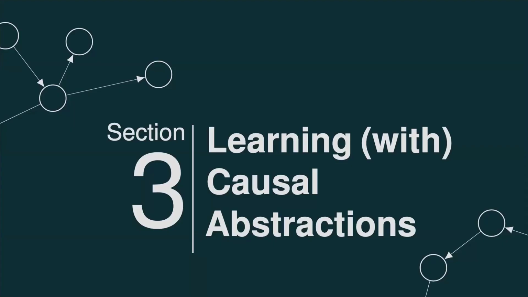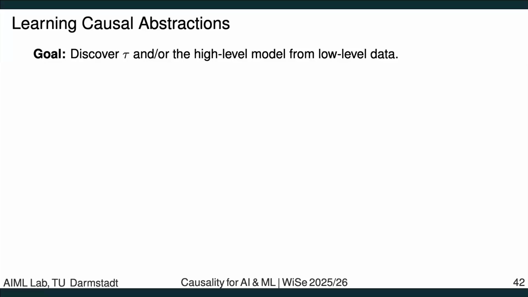Okay, then let's continue. As a last part for this lecture, we will look a bit at learning of or with causal abstractions. Basically, the goal that we want to achieve is that we have some sort of low-level data. Maybe we have some high-level information, but we might want to automatically discover our abstraction tau and maybe get the structure of this high-level model.